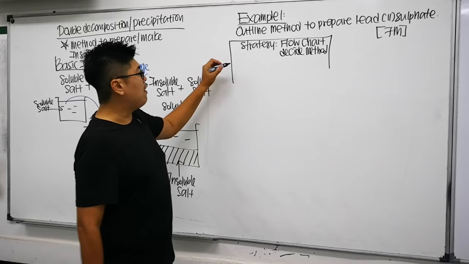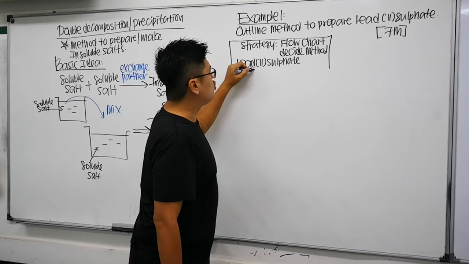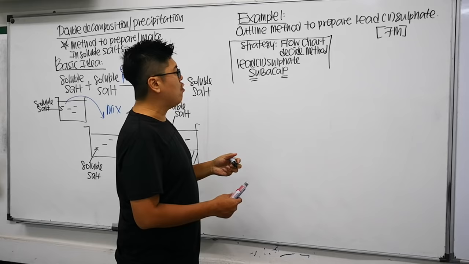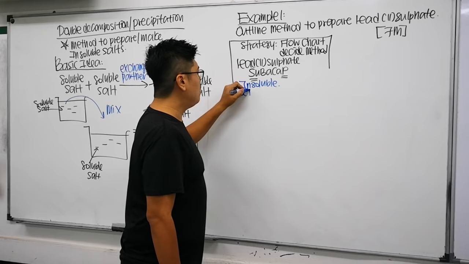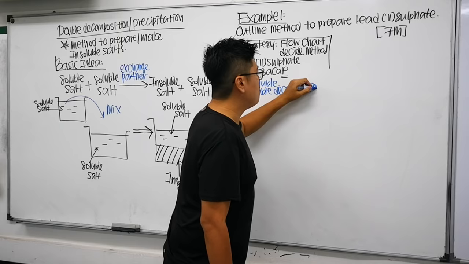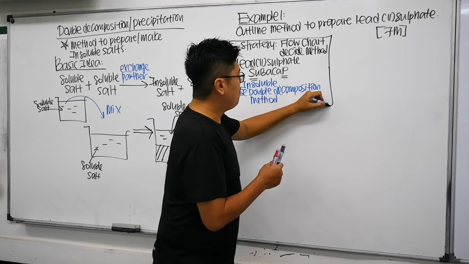Lead-2-sulfate. So think about sulfate in subacup. So the sulfate here got lead. Lead sulfate is theoretically insoluble. So when we know lead-2-sulfate is insoluble, I know the method we should use: double decomposition. We only can use the double decomposition method. The other methods cannot, because double decomposition is the method for you to make insoluble salt. Is it okay? Get it?